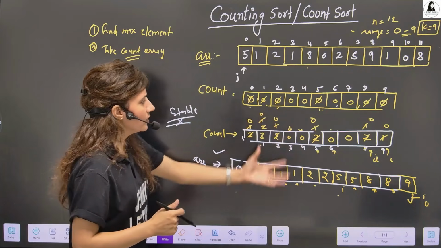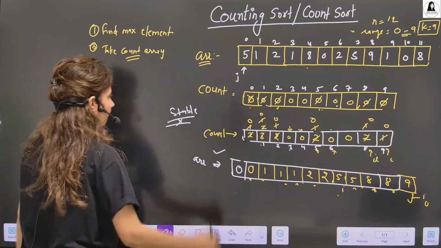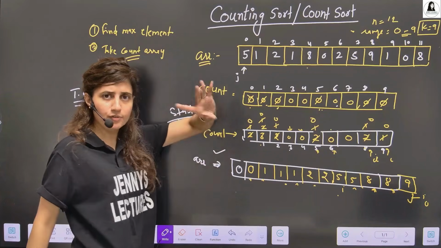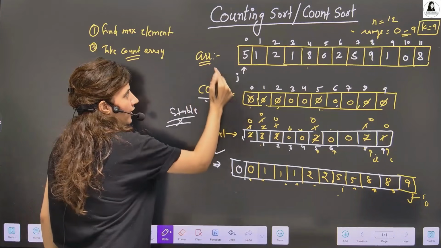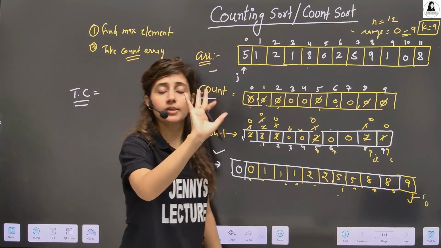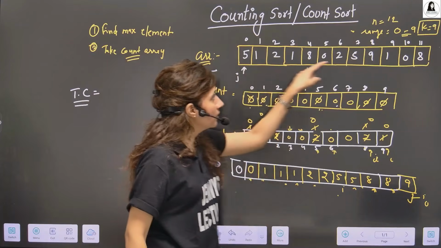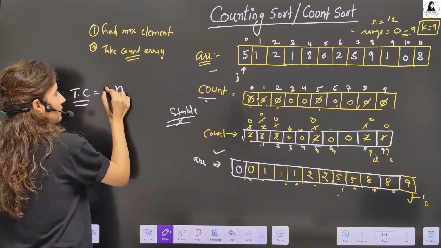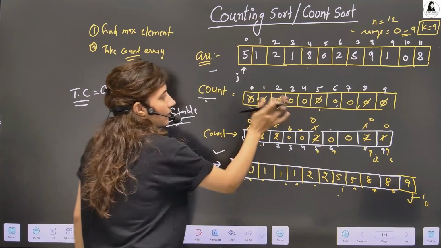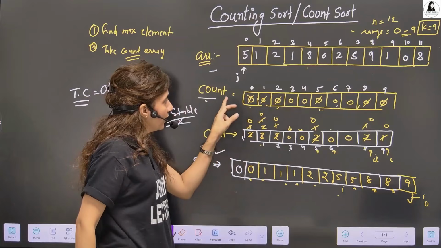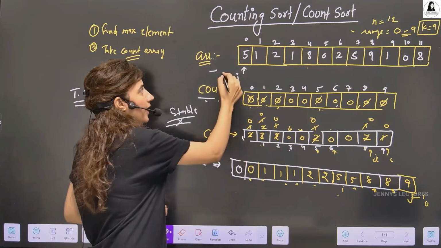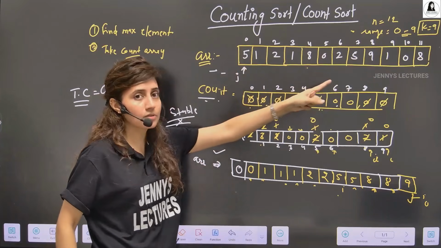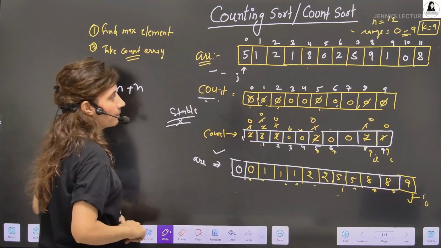If I ask what is the time complexity for this? How many traversals or comparisons do you need? At the very first time, to create this count array, if the range is not given, we traverse this to find the maximum element. All the n elements. So n plus. Then to update this count, again we traverse this to count the frequencies. Again we are traversing n elements.